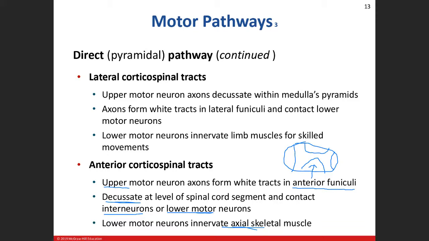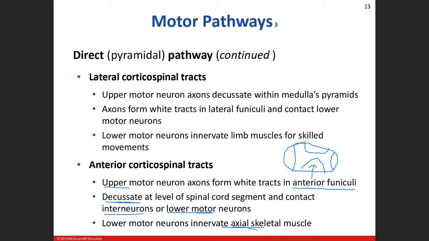Point of fact, this is all going to be somatic neurons. You have voluntary control over this because it's skeletal muscles. So when you are drawing, walking, running, whatever, you are utilizing these motor pathways.